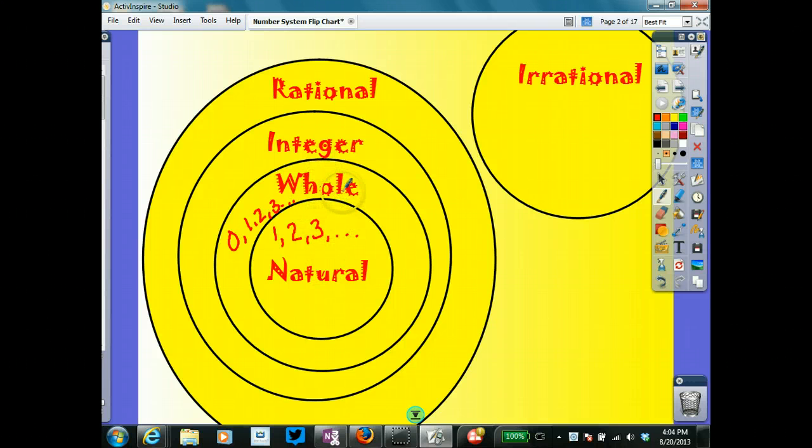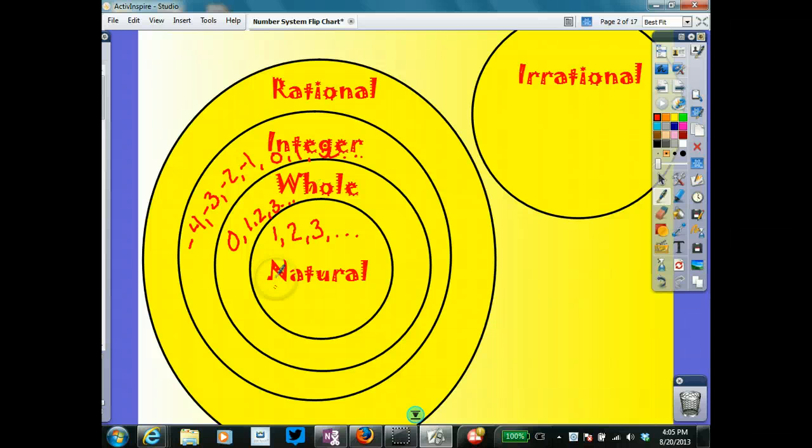If we go up one more step to integers, not only do they include all of your natural numbers and all of your whole numbers, they're going to include negatives as well. So I could say -4, -3, -2, -1, 0, 1, 2, and on from there. And that falls under the integers. Now, if you notice, so far we haven't dealt with any fractions or any decimals.